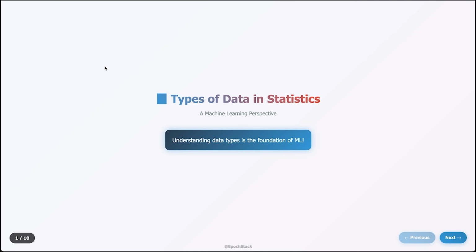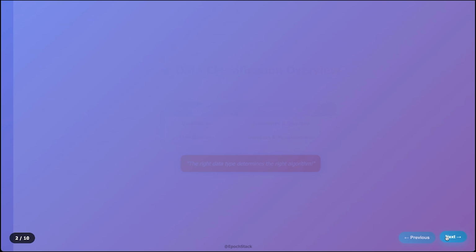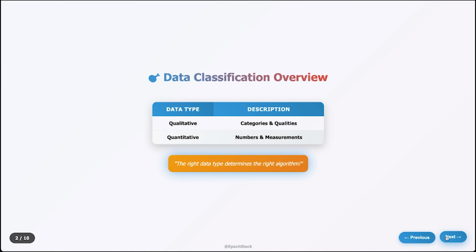So today we are going to learn about the types of data in statistics. In our previous video, we learned about what is data. Generally, data is divided into two categories, that is qualitative data and quantitative data. Qualitative data means categories and qualities, whereas quantitative data means numbers and measurement. Based on this data type, you will be able to choose the right algorithm.